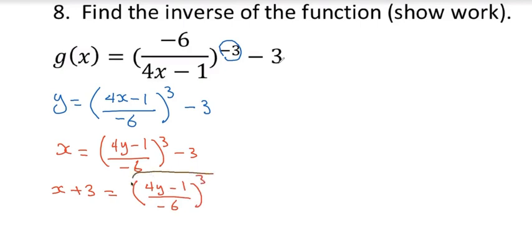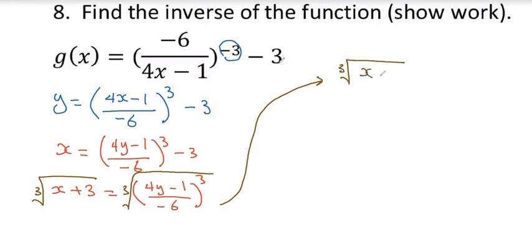Cube root both sides to get rid of the cube in here so that we could start isolating the y that way. So when we do this, we're going to get the cube root of x plus 3 equals 4y minus 1 over negative 6. Of course, the cube root here will cancel the cube.